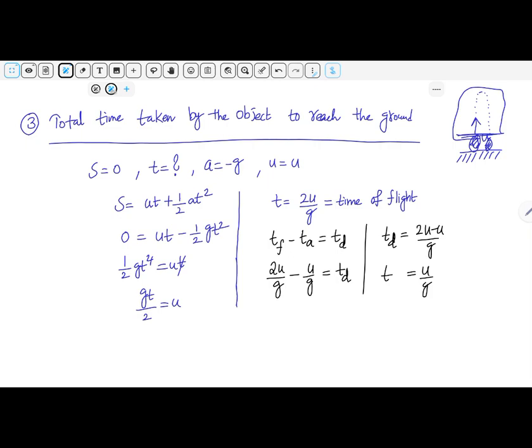So what we can understand from this is that the time taken by the object to reach the maximum height, which is the time of ascent, and the time taken by the object to reach the ground from the maximum height, which is the time of descent, both are the same. Okay, so that is what we need to understand from this parameter.